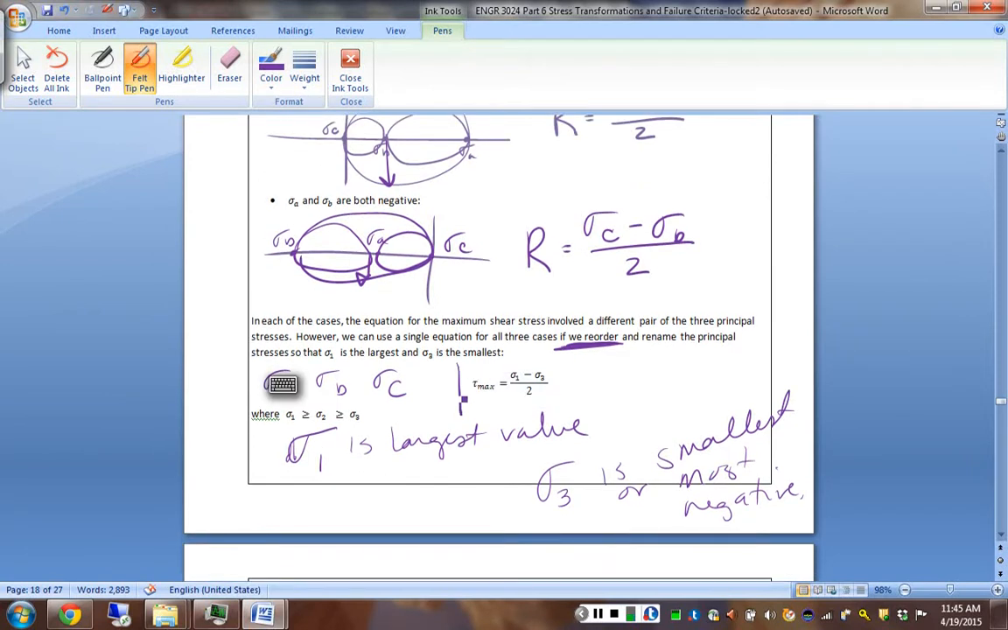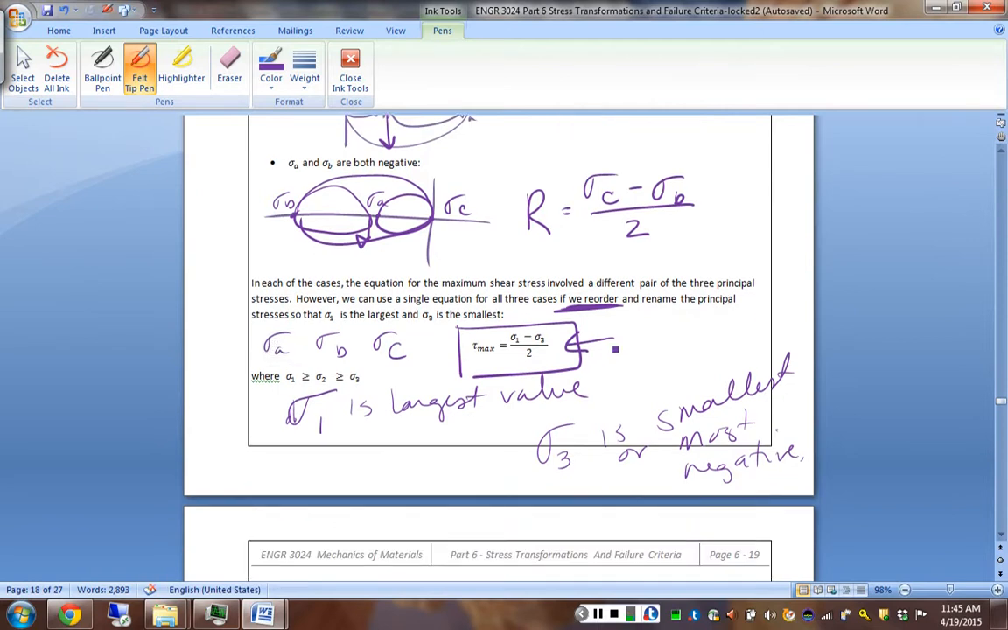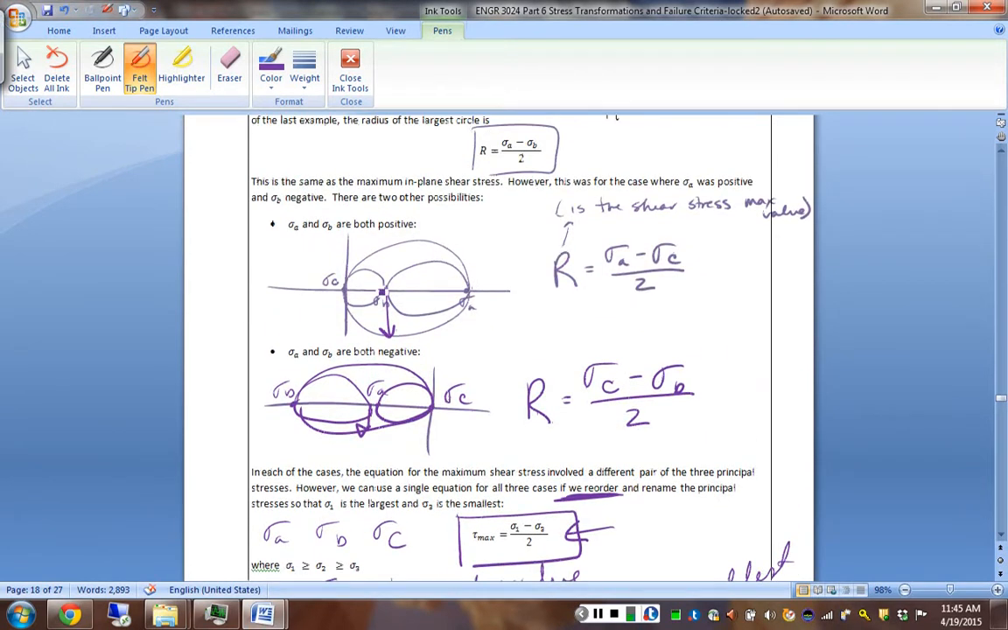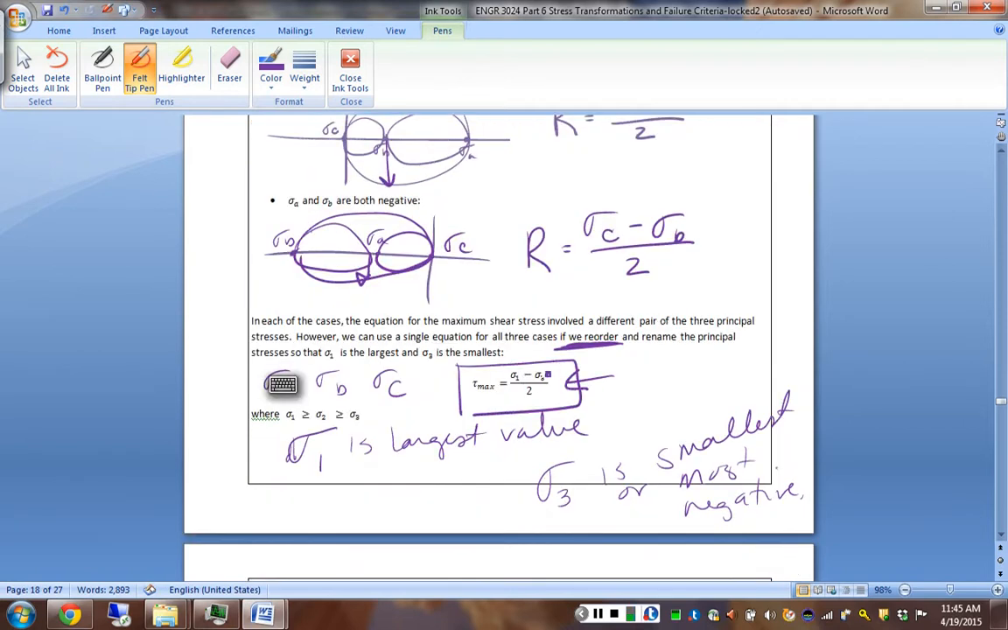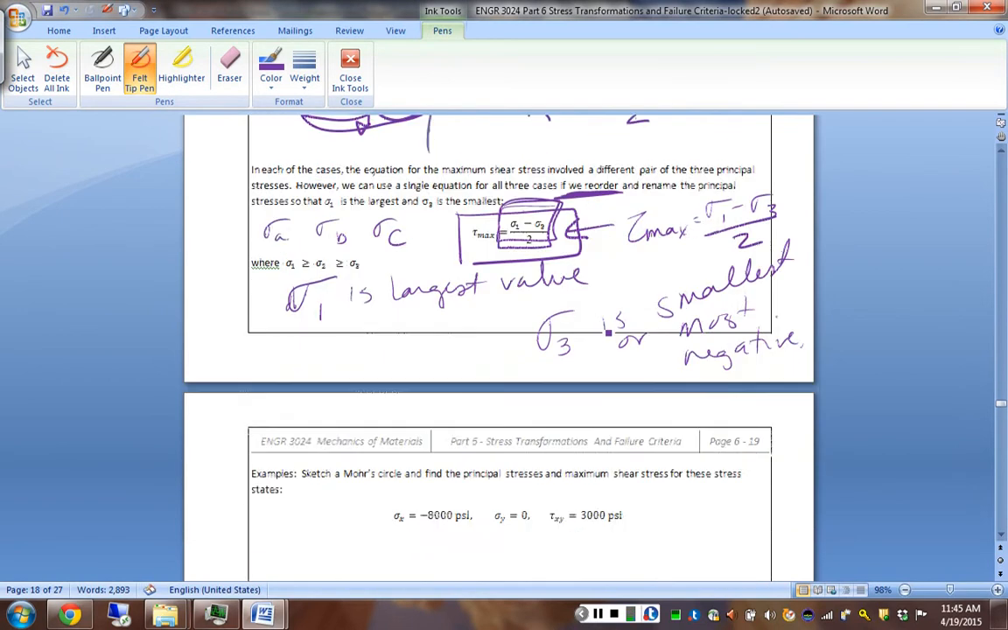Then we have this very important definition where our max shear is simply sigma 1 minus sigma 3 over 2. And you don't have to contend with all these different possible cases of the signs of sigma A and sigma B. Doing this transition to refer to them as sigma 1, 2, and 3 lets you always end up with this equation for maximum shear.